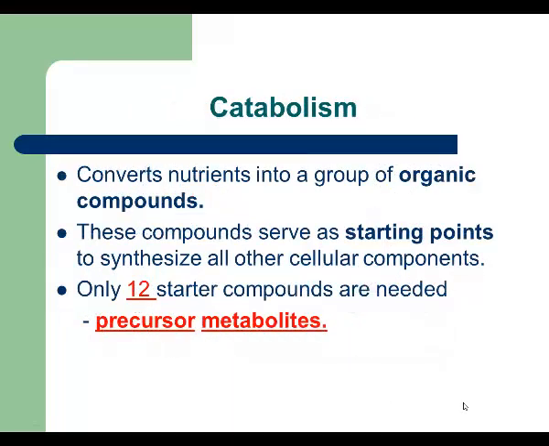The next metabolic task is catabolism. And catabolism will break down larger molecules of nutrients into smaller compounds. We call them precursor metabolites. And I told you cells require only 12 precursor metabolites, and by the way, human cells also form only 12 precursor metabolites.